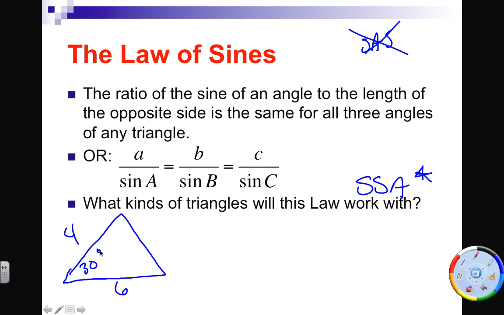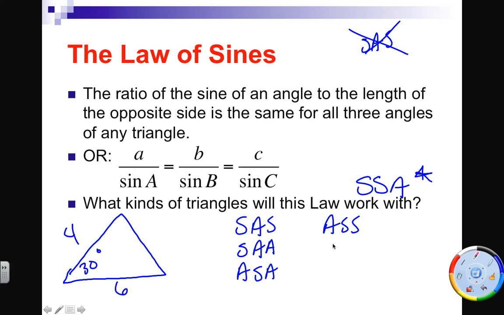What else could we use here? I already did side angle. So let's think about what our options are. If you remember from geometry, we had things like side angle side, side angle angle, angle side angle, angle side side.